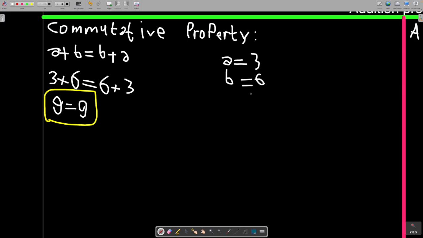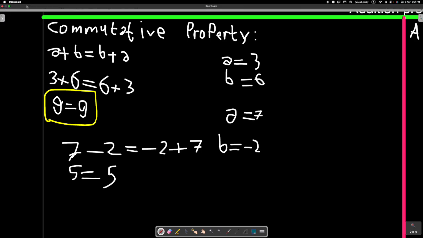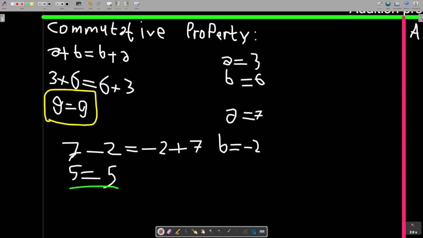Let's try another one. Let's say a equals 7 and b equals negative 2. This also works with negative numbers. So we have 7 plus negative 2, which is the same as 7 minus 2, which equals negative 2 plus 7. 7 minus 2 is 5. Negative 2 plus 7 is also 5. So that's true, it's correct.